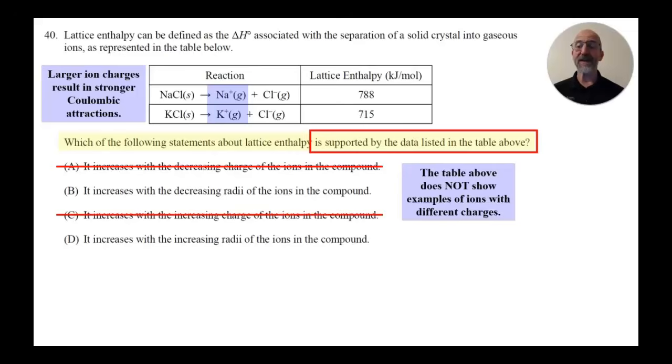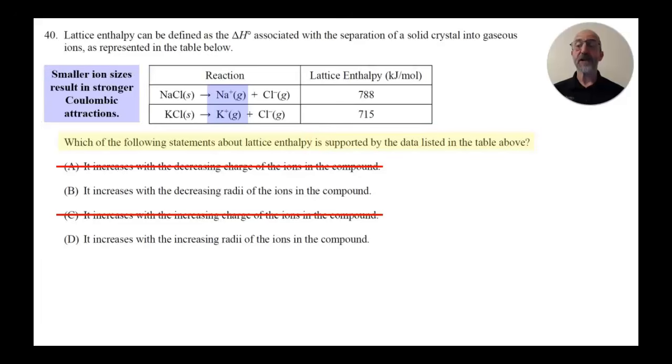So now, what is the correct answer to question 40? It is also true that smaller ion sizes result in stronger Coulombic attractions between the ions. And as you already know from the periodic trend that atomic radius increases as you go from top to bottom down a group, that makes the sodium ion smaller in size than the potassium ion. So is the lattice enthalpy of sodium chloride higher than the lattice enthalpy of potassium chloride? Yes.